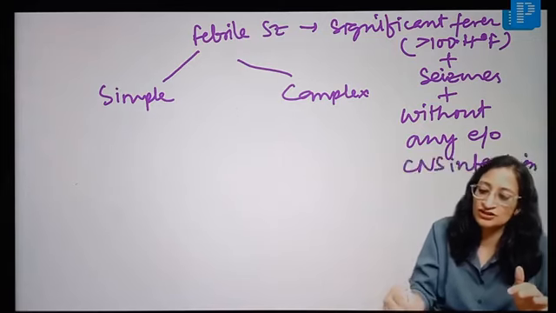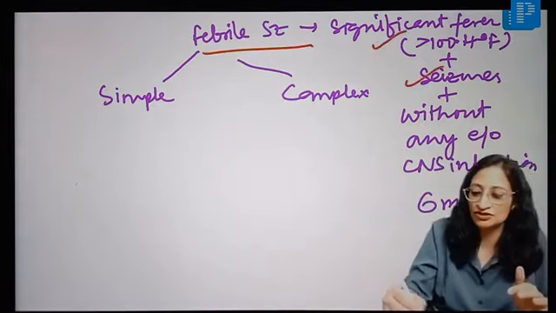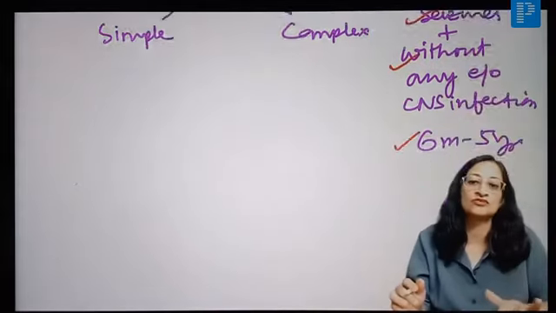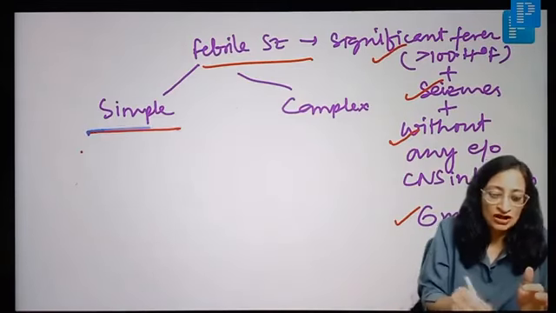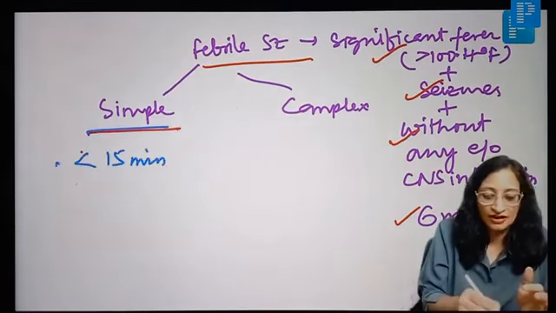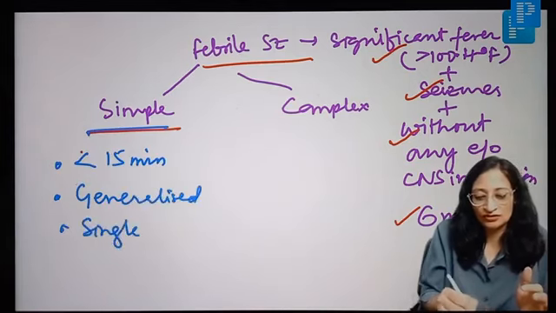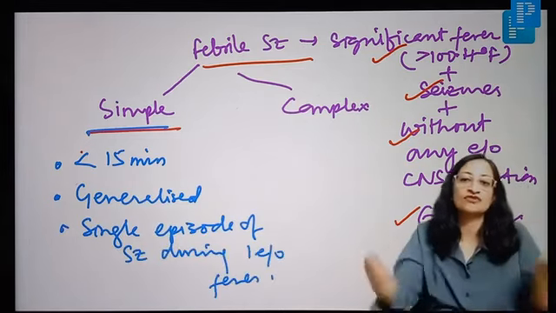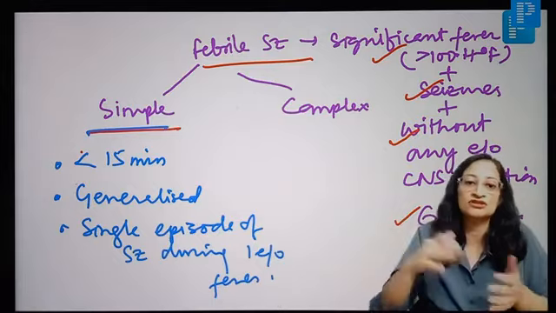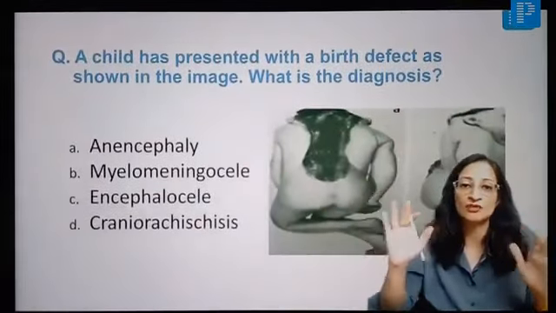In the typical age group of 6 months to 5 years, that is the definition of febrile seizures: significant fever, seizures without evidence of CNS infection. When do you call it simple febrile seizure? It lasts less than 15 minutes, is generalized, and is a single episode during one episode of fever. Complex febrile seizures last more than 15 minutes, are focal, or recur. In simple febrile seizure, no long-term anti-epileptics are required.